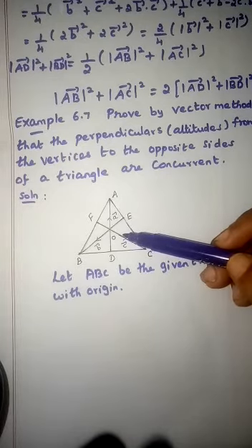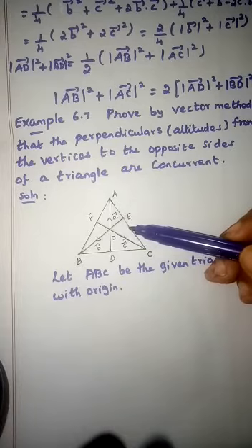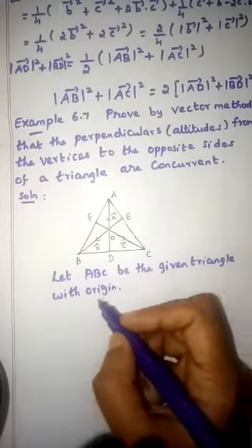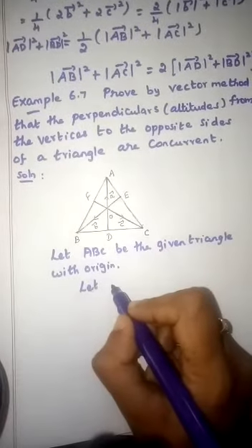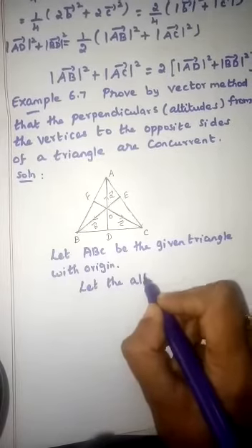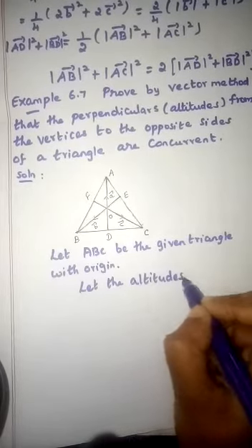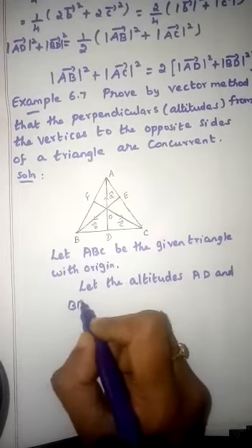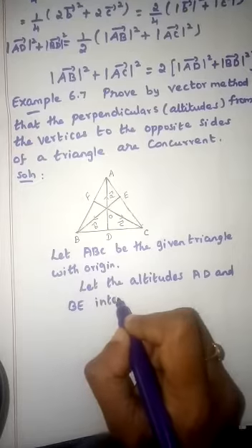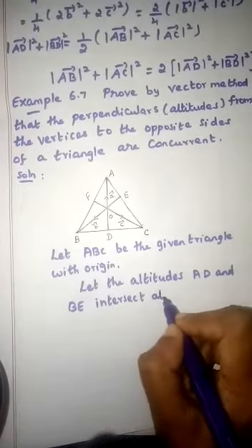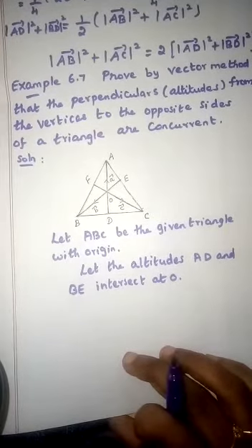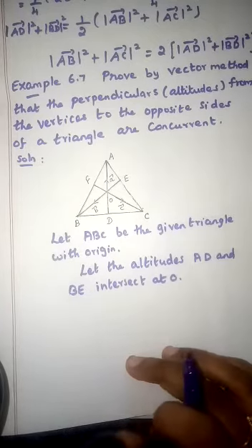How I am going to prove that is, first I will take two altitudes. Anyway, two altitudes will intersect at a point. So let the altitudes AD and BE intersect at O. Now what I want to prove is that the perpendicular that is drawn from C to the side AB also passes through O.